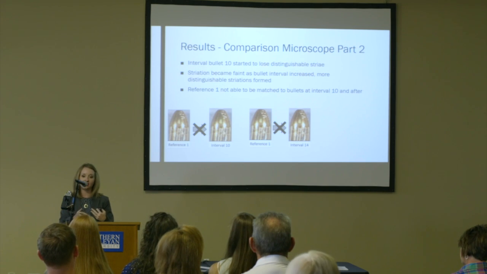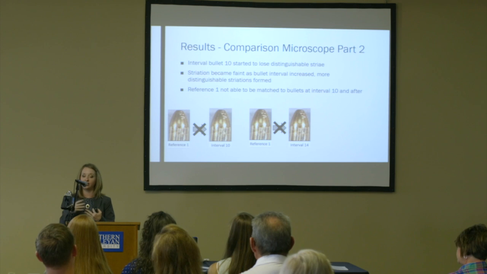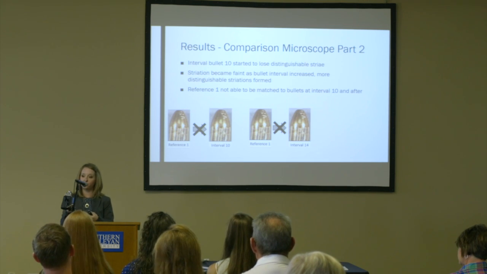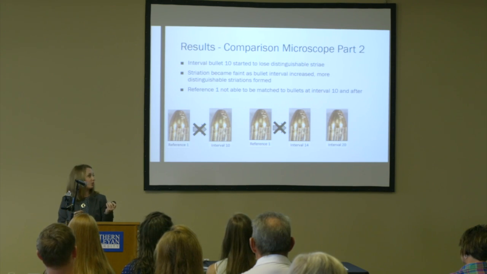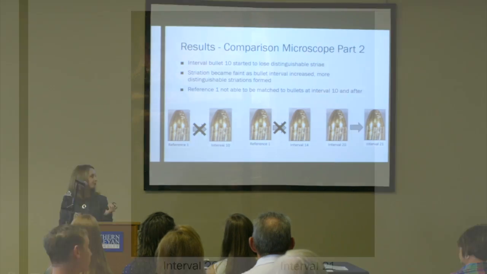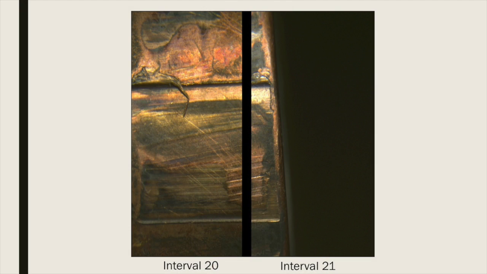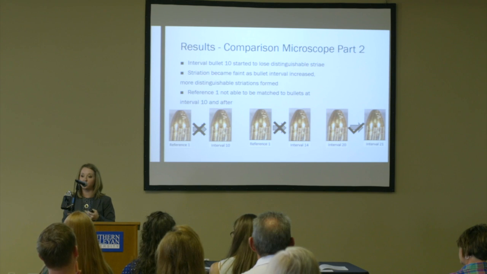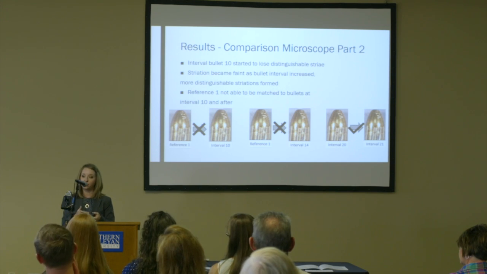But again, like I said, there were newer striations on later intervals, so we took two later intervals and looked at different portions of the bullet to see if these newer striations were consistent. We took interval 20 and compared it to interval 21, and you can see all these striations here. They correspond perfectly between the two bullets, and those were the new striations that formed. So later striations do match each other, but nothing past interval 10 matches back to reference 1.